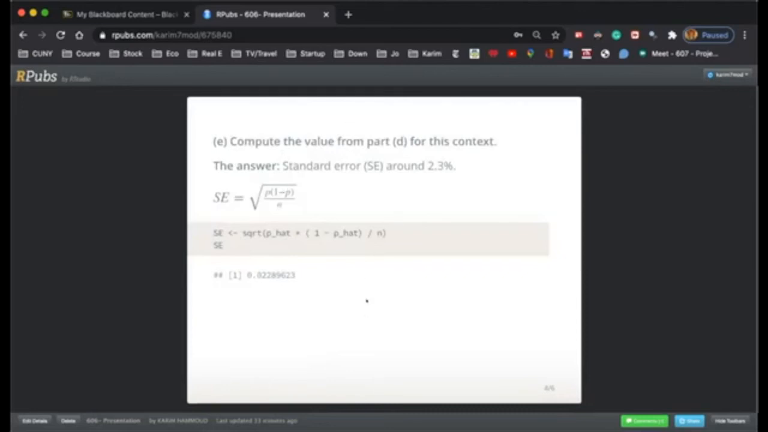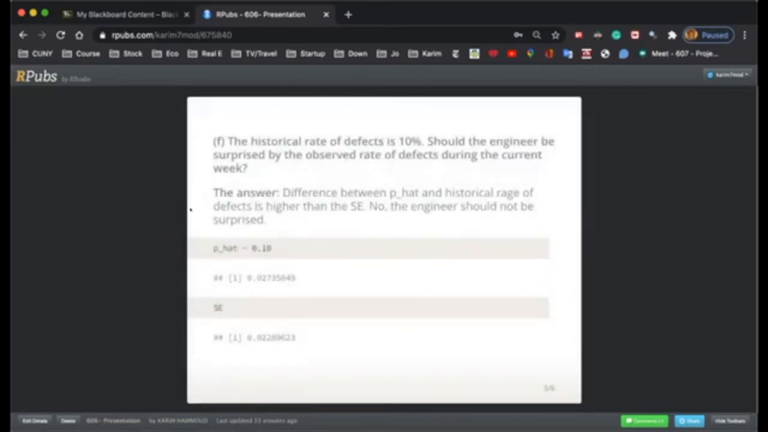And how to compute this standard error? We basically use the square root of p-hat times 1 minus p-hat divided by n, and that gives us around 0.023. And the next question is about the historical rate of defects, which is 10%, and should the engineer be surprised by the defect rate?